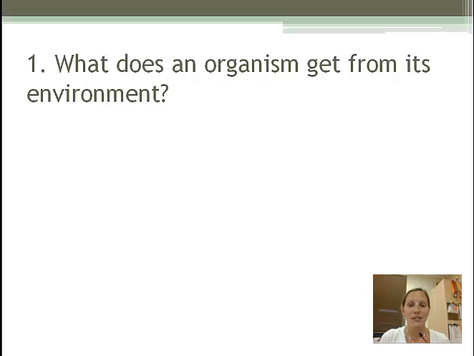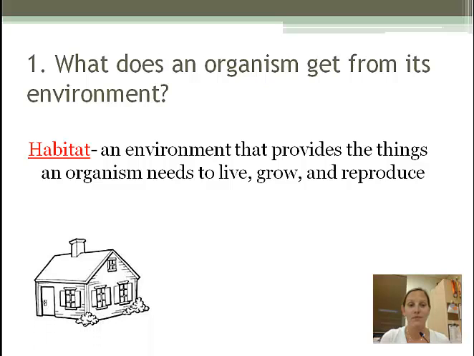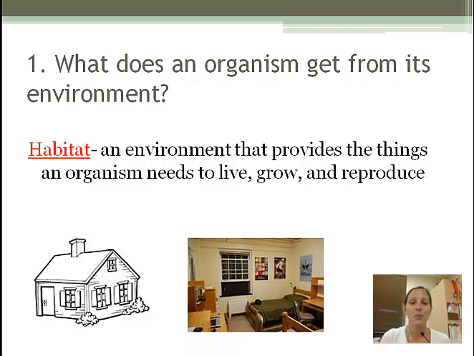What does an organism get from its environment? You need to know what a habitat is. A habitat is an environment that provides the things an organism needs to live, grow, and reproduce. It's kind of like your house. That's your habitat. What makes it uniquely you? Probably your bedroom.